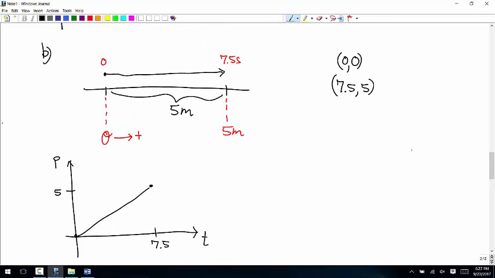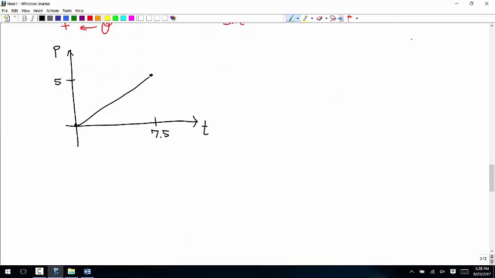Okay, so positive is this way. And so that means this is negative 5. And so that's negative 5. And so it looks like this.